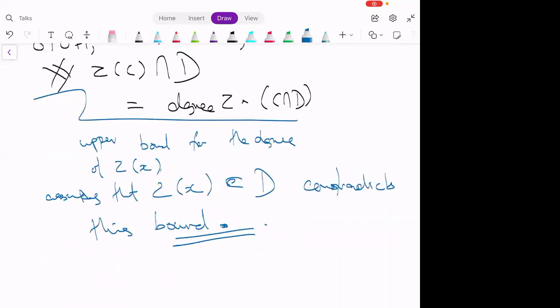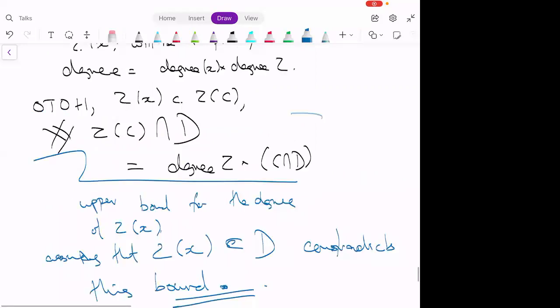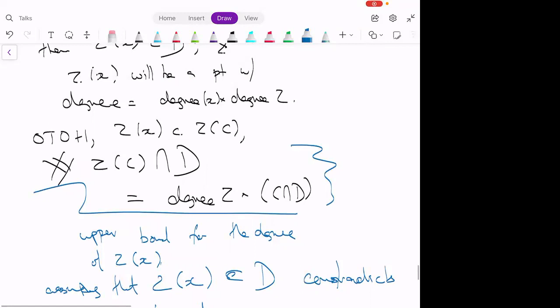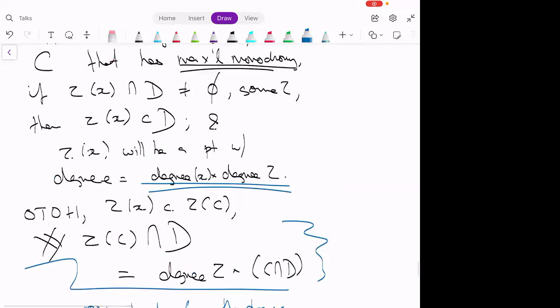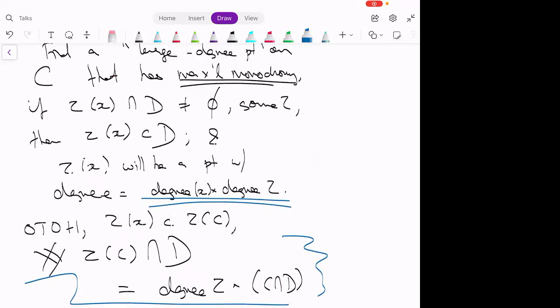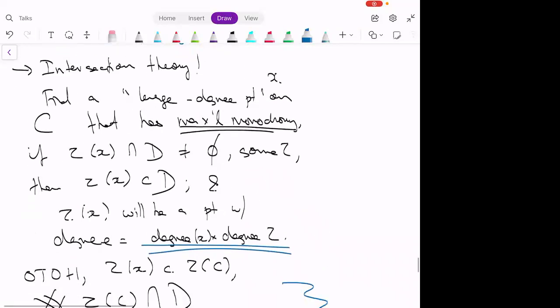So the point is, we have that the intersection of tau of C with D has to have degree less than or equal to the degree of tau times C intersected with D. But the degree of tau of x is going to be quite large. It's going to be the degree of x multiplied by the degree of tau. So as soon as the degree of x is bigger than C intersected with D, we get a contradiction, which stems from assuming that C is not contained in D up to isogeny, C has maximal monodromy, and so does x.